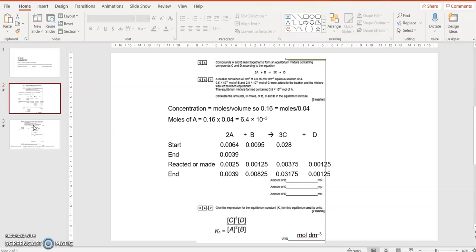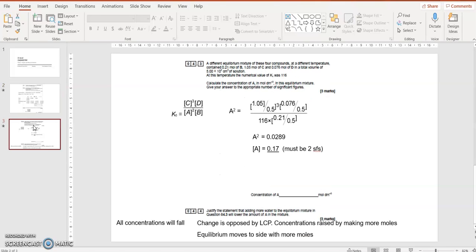So it's trying to increase the concentrations of everything if you lower the concentration. But because there's more moles on the right-hand side, it will shift it across to the right-hand side because there's more moles there. And if it increases the concentrations of everything, it would increase the concentrations overall if there's more moles on the right-hand side. Tricky one, that really. A rare question. I think I've only ever seen that once here before.